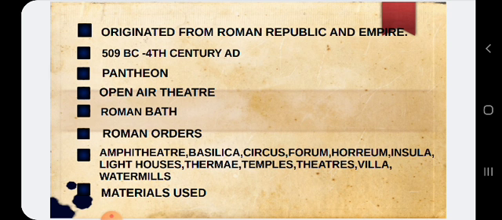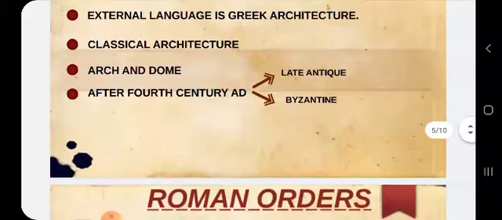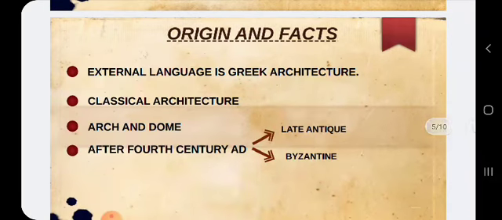So there is a wide variety of architectural elements in Roman architecture, but we are not going into detail on all of them because it's not that important when it comes to your entrance. But yes, we will have an entire session on all of these when we are studying the B.Arch course itself. And yes, we will also discuss the materials used in Roman architecture. Now coming to the next slide, that is origin and facts.